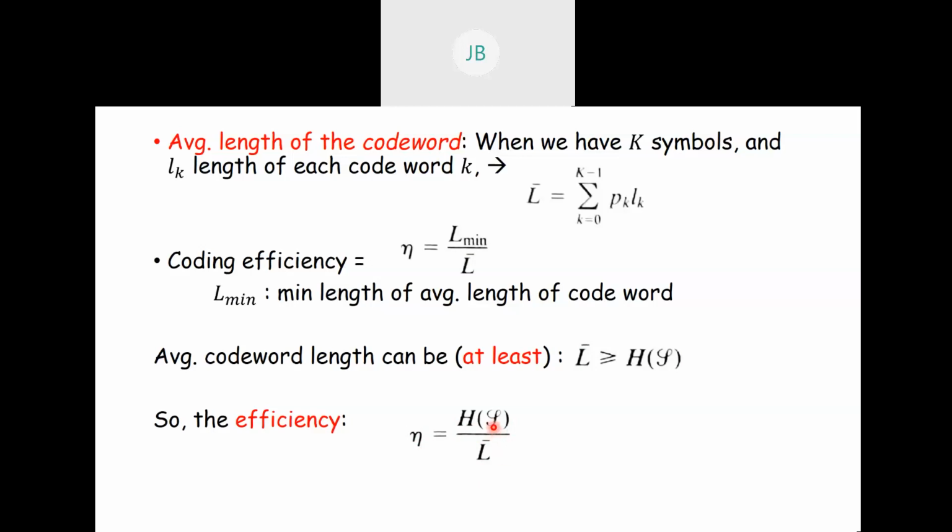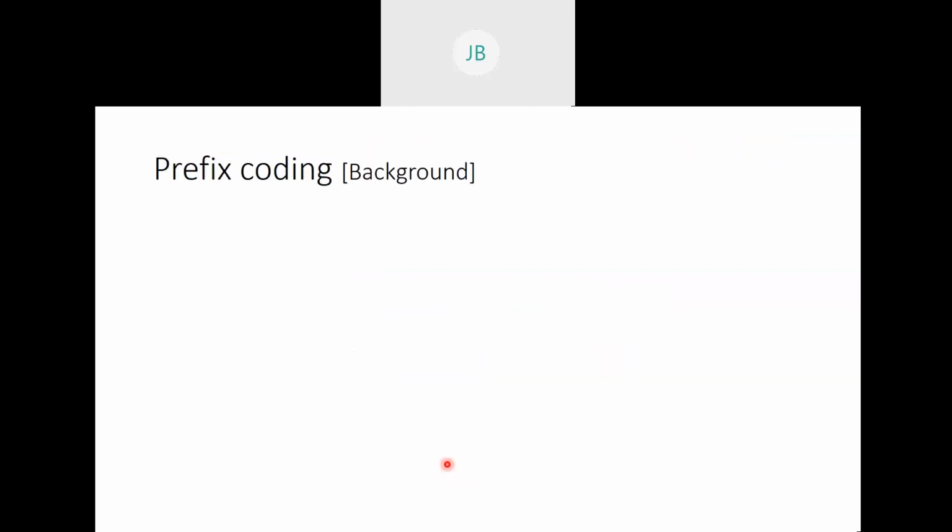So based on this condition, when L prime reaches its minimum value, then you can compute the efficiency. So this becomes equal to this, right? Because L prime can be greater than entropy or it can be equal to entropy. So when it becomes equal, we have the highest efficiency.